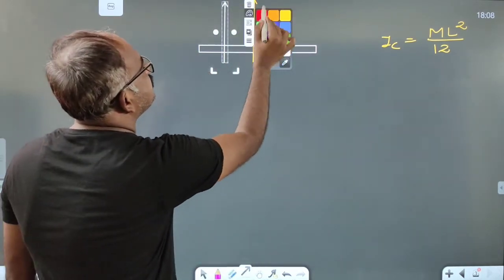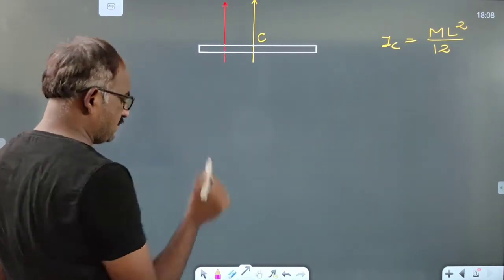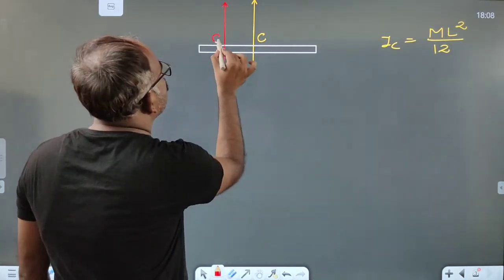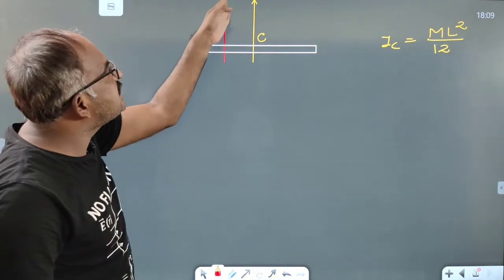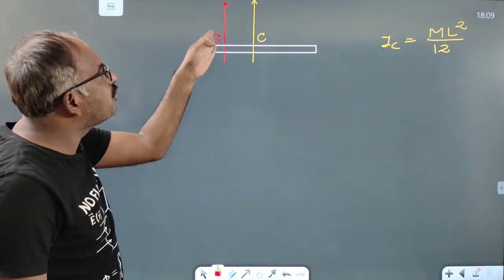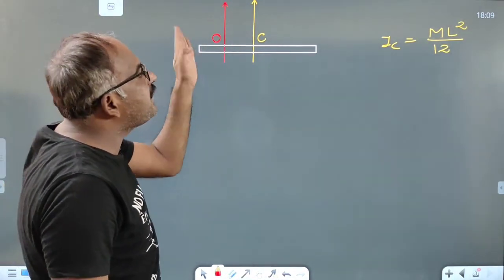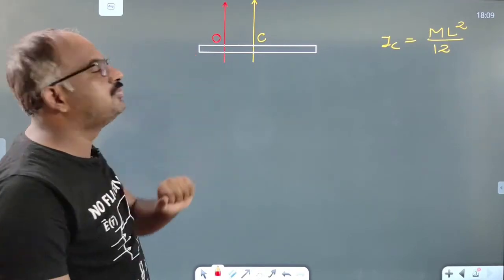This axis is passing through a point. Let me consider this point O. This is any point O. This is an axis passing through this point O, and this axis is passing through midway between center of the thin uniform rod and edge of the rod.